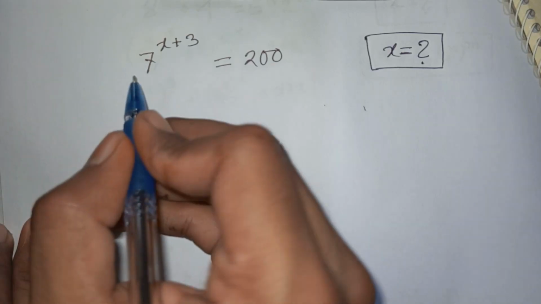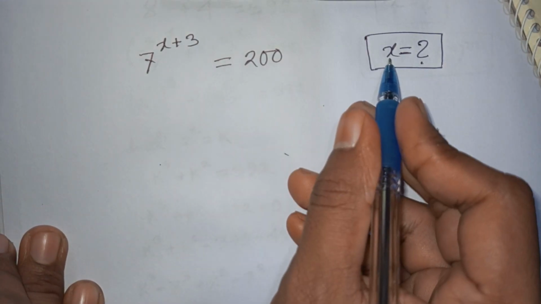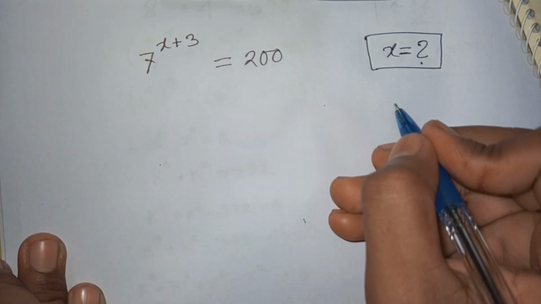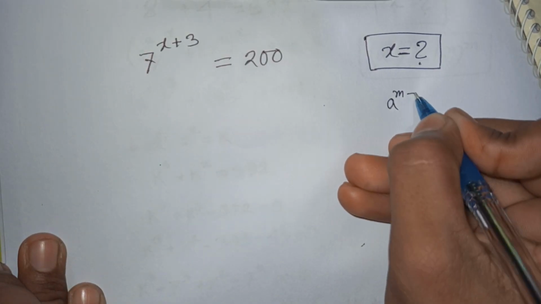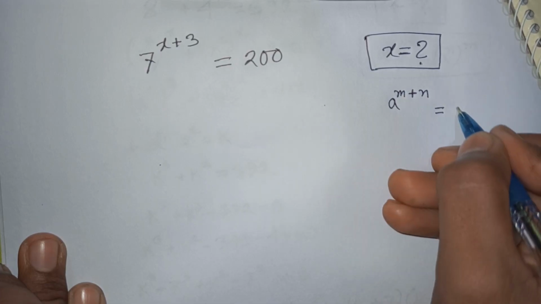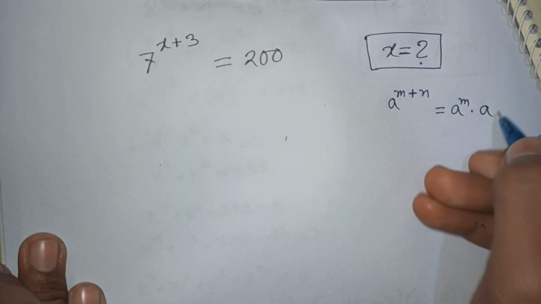How to solve 7 power of x plus 3 is equal to 200. Find the value of x. At first, here we apply this exponential rule that a power of m plus n is equal to a power m times a power n.